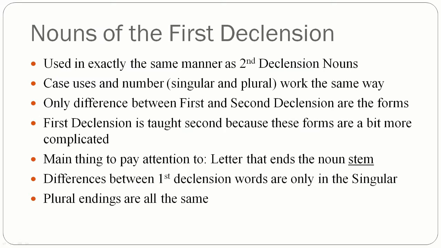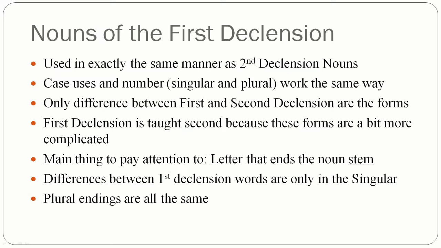First declension, this is taught second. It's counterintuitive and silly, but the thing that you need to pay attention to here, and that you didn't need to pay attention to in the second declension in chapter 4, is that you have to look at the letter that ends the noun stem. If you look at the dictionary/vocabulary form that you're given, and you take off that nominative singular ending, you're left with a noun stem. And you need to look at the letter that ends the noun stem, because that letter determines which of these sub-patterns under the first declension these nouns fall into.